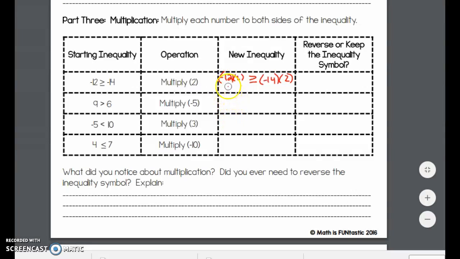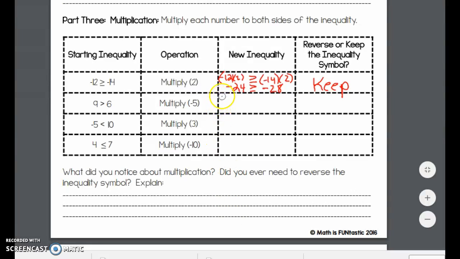Negative 12 times 2 is negative 24. Negative 14 times 2 is negative 28. Now, I know this is hard to think about, but negative 24 is greater than negative 28. Think about temperature. It's warmer outside if it's negative 24 degrees rather than negative 28. So we are going to keep the sign. This stays true. Grace is going to help us with the others.